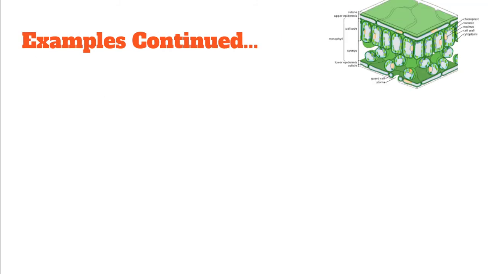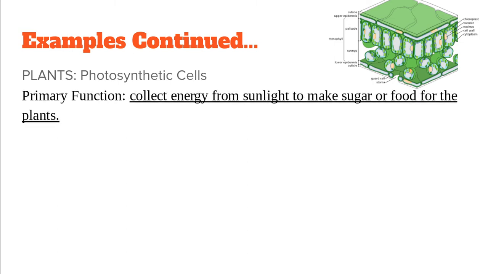For specialized cells in plants, for example, photosynthetic cells are found in the leaves of plants. There's a plant diagram up in the top corner there. Again, if you specialize in photosynthesis, you would think that you would have a lot of the organelles that perform photosynthesis. So the primary function of photosynthetic cells in plants is to collect energy from sunlight and make sugar or food for the plants.